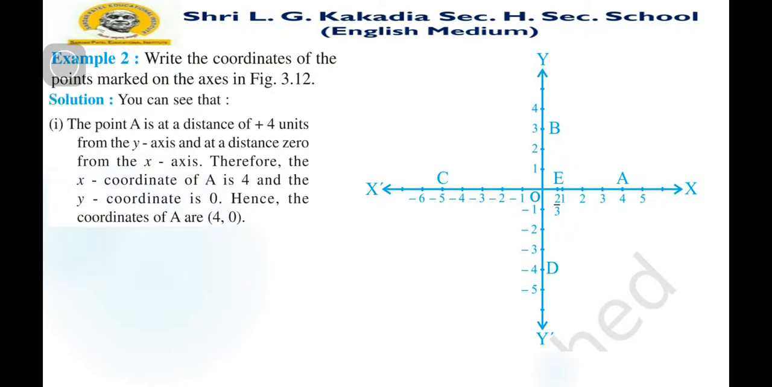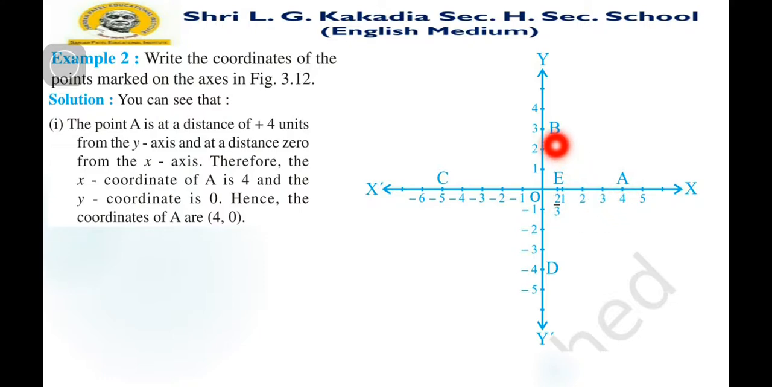So the coordinates of A are given as the point A is at a distance of plus 4 units from the y-axis and its distance is 0 from the x-axis. Therefore the x coordinate of A is 4 and the y coordinate is 0. So hence the coordinates of A are 4 comma 0, as you can see here.